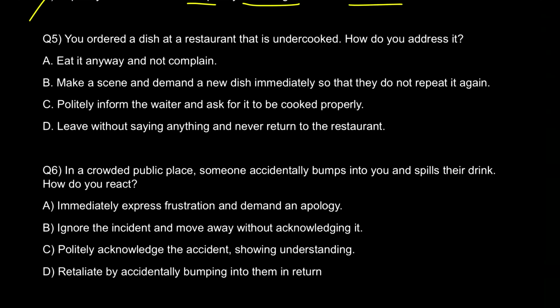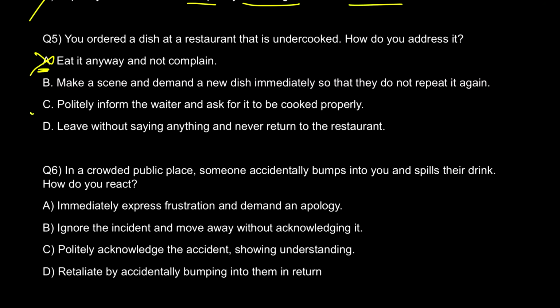If it's undercooked, you will eat it anyways and not complain, that is not an emotionally intelligent thing. Many people are of a wrong notion. उनको ये लगता है कि अगर हम सामने वाले को नहीं डांटेंगे या चीजें बढ़े ना, एस्केलेट ना हो, इसके लिए हम चुप रह जाएंगे, दैट इज इमोशनल इंटेलिजेंट पर्सन, देन यू आर एब्सोल्युटली रॉन्ग. दिस इज नॉट व्हाट यू गाइज आर सपोज्ड टू डू.